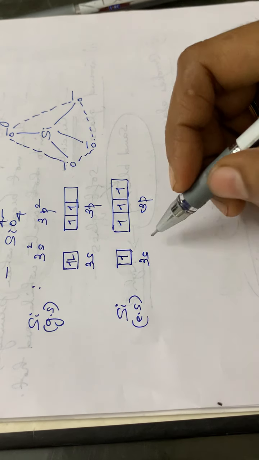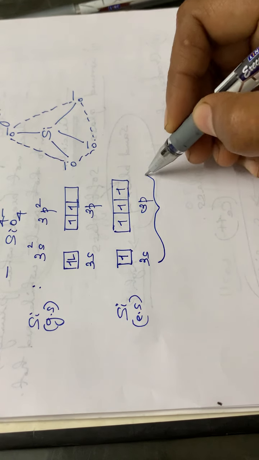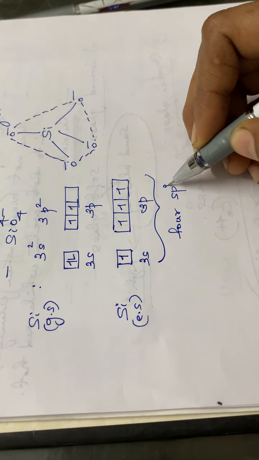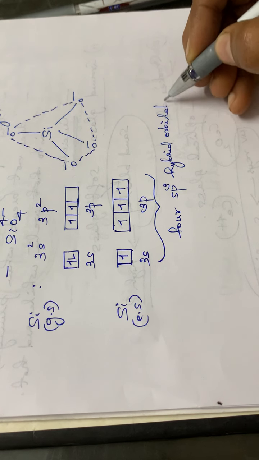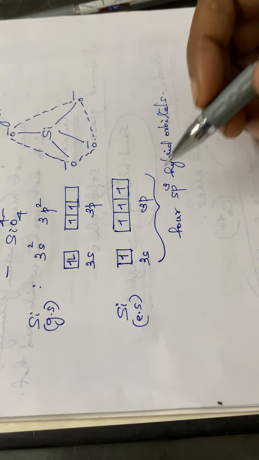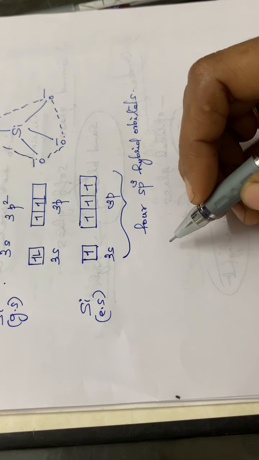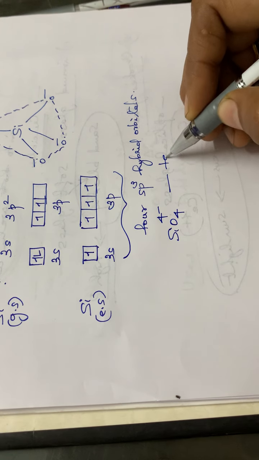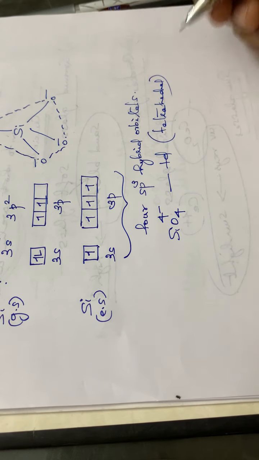How many sp3 hybrid orbitals are there? One s and three p orbitals combine, so in total there are 4 sp3 hybrid orbitals. These 4 hybrid orbitals combine with the 4 oxygen atoms, so 4 valencies are satisfied by 4 oxygen atoms, and therefore the compound becomes SiO4 4 minus, with a tetrahedral geometry. Hope you are clear up to this.